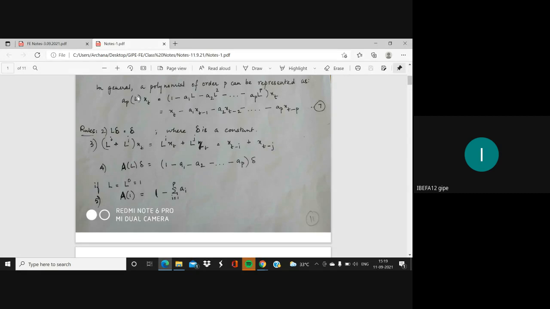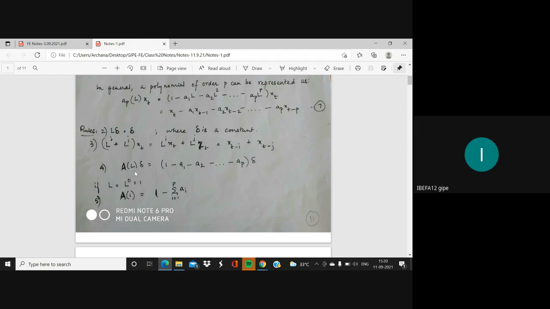When L is raised to the power 0, it's simply 1, right? And A naught, we generally assume that A naught is equal to 1. So you'll have simply xt minus the next term coming in. So you can think of it that way. I hope this was clear to you. Okay, now we'll move on to the next part.